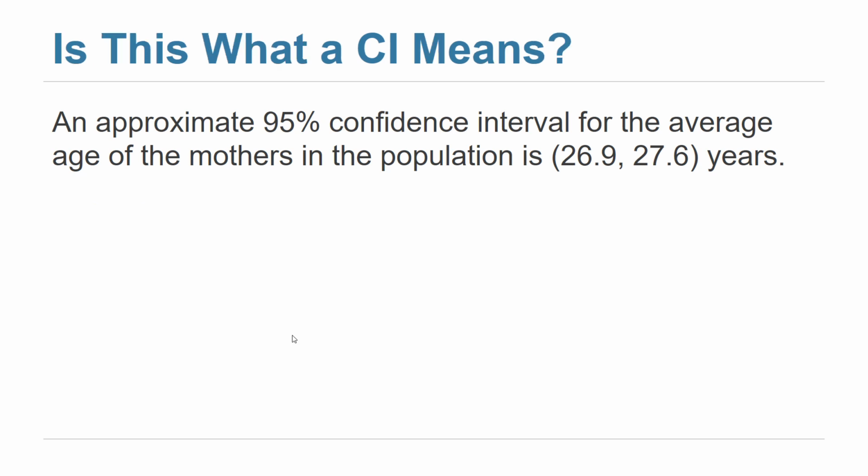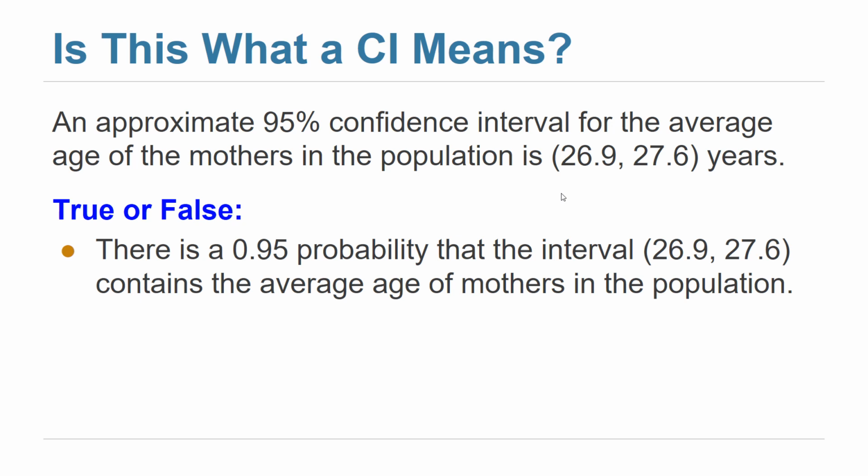Here is another one. Same statement, 95% confidence interval. Now the question is whether this statement is true or false: there is a 95% probability that the interval 26.9 to 27.6 contains the average age of mothers in the population. Given this 95% confidence interval, is this statement true or false? There is a 0.95 probability that this interval contains the average age of mothers.